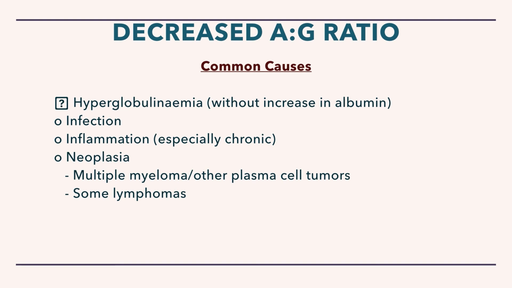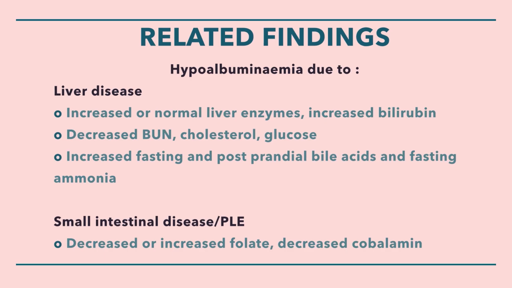Aside from hypoalbuminemia, decreased A to G ratio can also happen due to hyperglobulinemia caused by infection, inflammation, or neoplasia. The decreased level of A to G ratio can be further related with other findings. For instance, in the case of hypoalbuminemia due to liver disease, we may expect an increment in the liver enzymes and also hyperbilirubinemia.